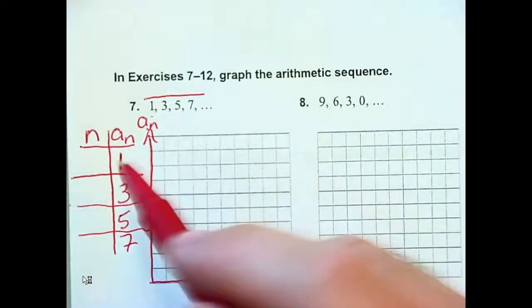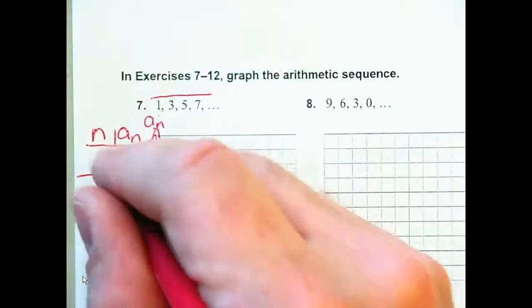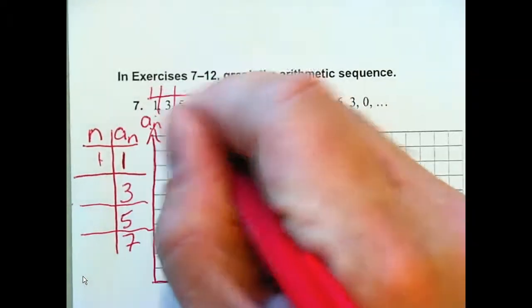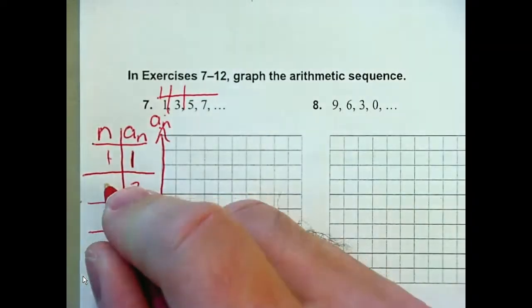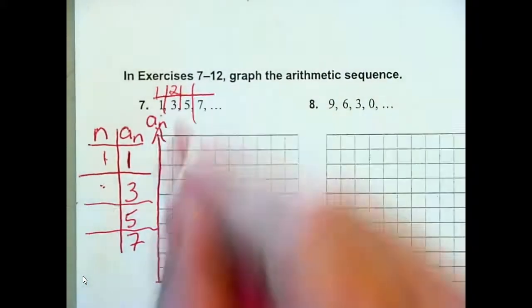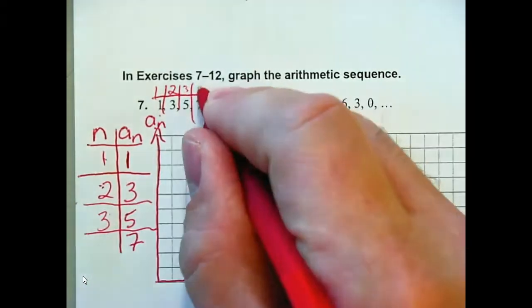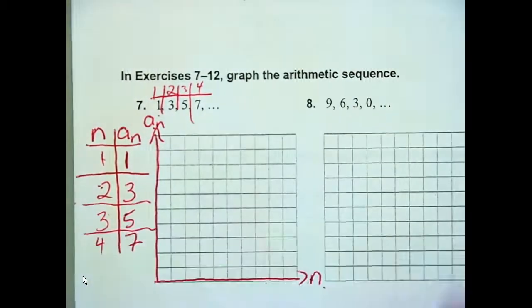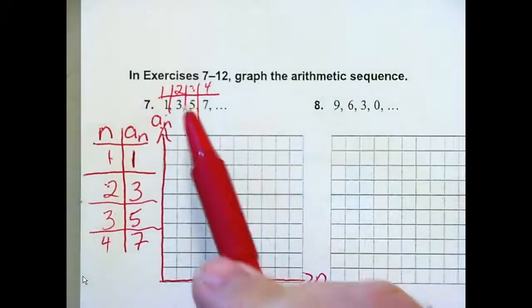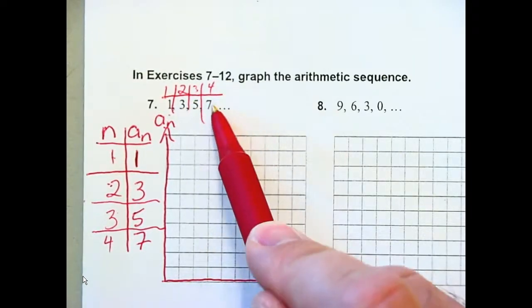Jason, what's n right here? That's 1. Okay, Jason, what's n right here? That's not 3. That's 2. And this is 3. And this is 4. Now, you guys know that it's just telling you what order. So the first term was 1. The second term was 3. The third term was 5. The fourth term was 7. That's all you're doing there.